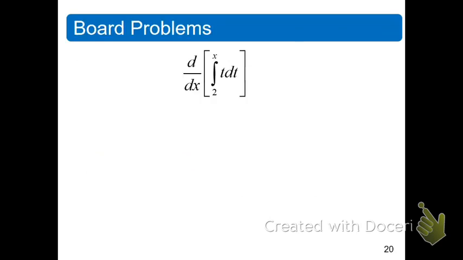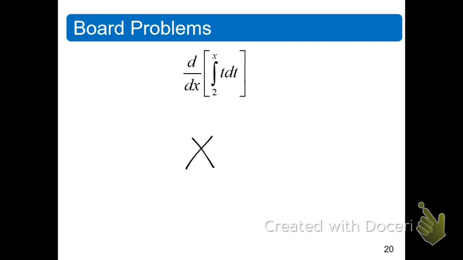So if I give you this one, we'll start off with the straightforward one. Notice how it says the derivative of the antiderivative from a constant to a variable boundary. What we do is we plug in x into t, so instead it becomes x. And what's the derivative of x? 1. So this is your answer, x. Okay? That one's easy, right?